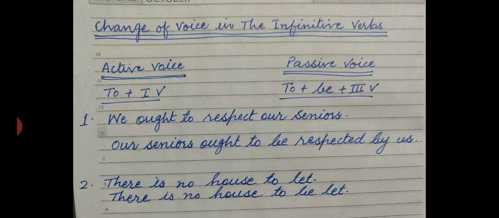Infinitive verbs: to plus first form of verb. As it is given here, in active voice, you will get to plus first form of verb, and when you change it into passive, you have to use to plus be plus third form of verb. Students, you must know that without the be form we cannot change any active verb into passive. When you are making passive voice, the be form is quite necessary, otherwise you cannot change active into passive.